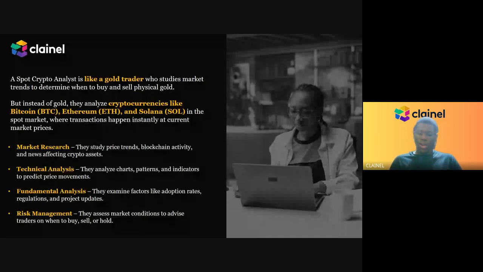Is it going to go up? Okay, if it's going to go up at this particular point, I'm supposed to buy, and then when it goes up, I sell. I wait for it to go down again, and I buy again. So a spot analyst literally buys low and sells high at the current market price. It can buy low or sell high at the current market price, or it can set a limit order.